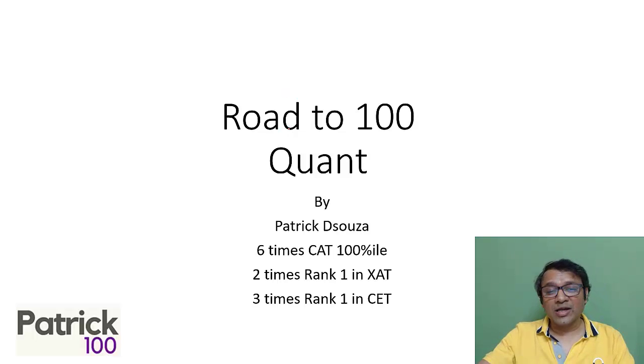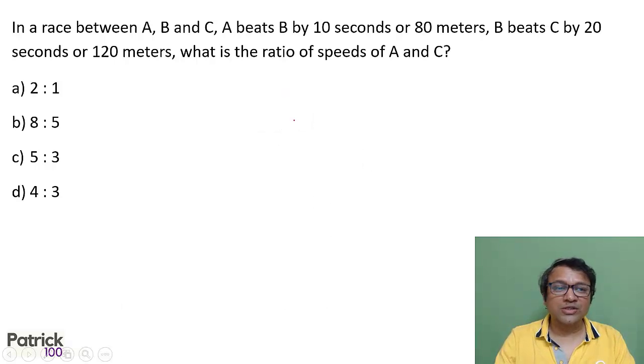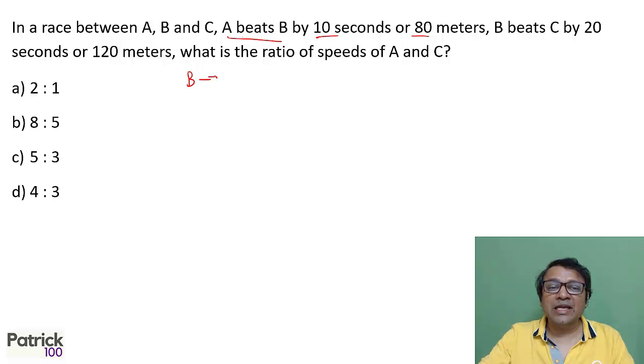Hi, so looking at another session of Road 200 quant questions. Race between A, B and C. So A beats B by 10 seconds or 80 meters. That means B runs 80 meters in 10 seconds. So B speed is 8 meters per second.